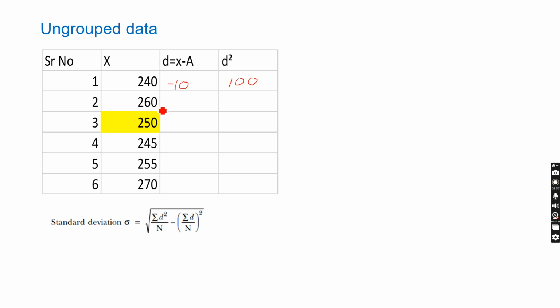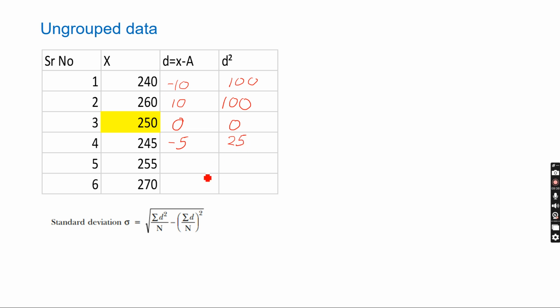For the second observation, 260 minus 250, it would be plus 10 and the square would be 100. 250 minus 250 is 0, so the square would be 0. 245 minus 250 is certainly minus 5. Please note, when you subtract a bigger number from a smaller number, the answer would be a negative number with a minus sign. So here, if you see the formula, it is x minus a and not a minus x. So please be mindful of that. So minus 5 squared should be 25.